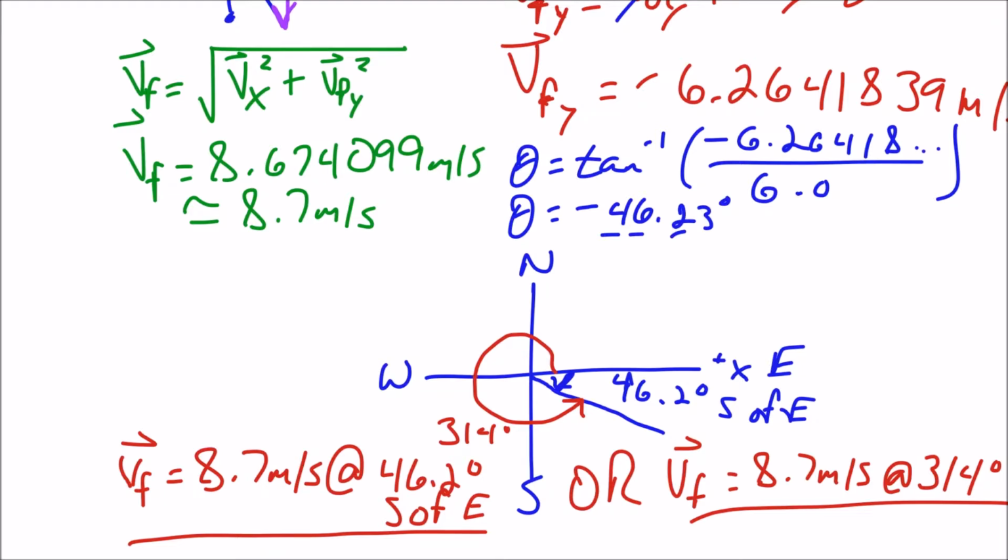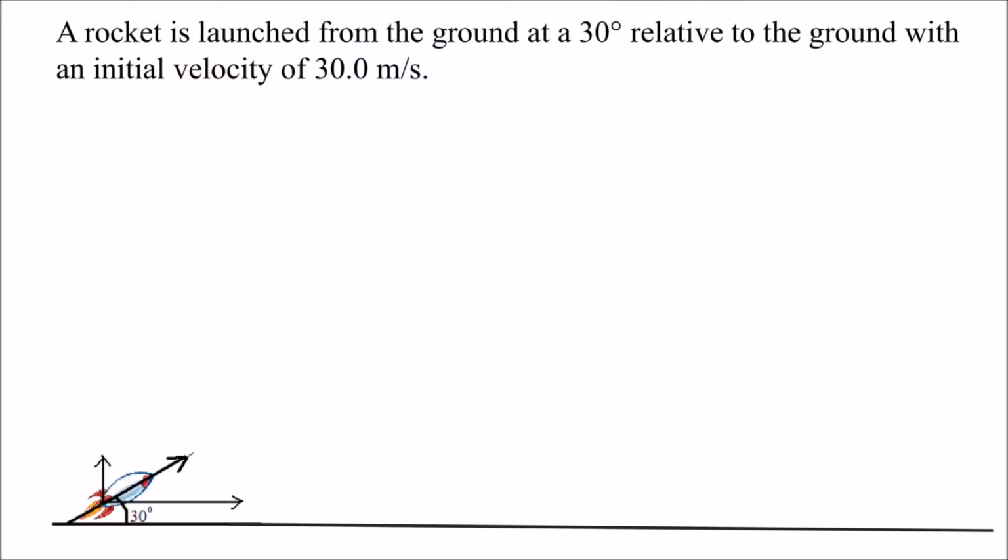All right, so that is projectile motion horizontally. All right, the next problem. A rocket is launched from the ground at a 30-degree angle relative to the ground with an initial velocity of 30 meters per second. Now, since they gave me this angle here, that must mean that this is angular projectile motion.